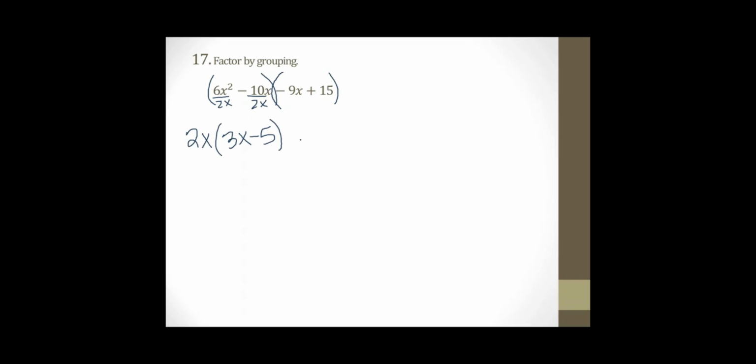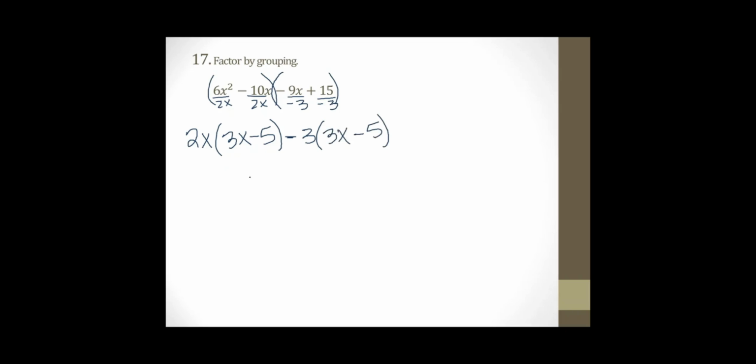Now, factoring by grouping, we want to do the same thing, take out the GCF here, but our goal is to get another 3x minus 5. So keep that in mind. That can help you figure out what to factor out. So I need to get a positive 3x in parentheses. I'm going to factor out not just a 3, but a negative 3, so that when I factor it out, I'll get that positive 3x that I need and that minus 5 that I need.